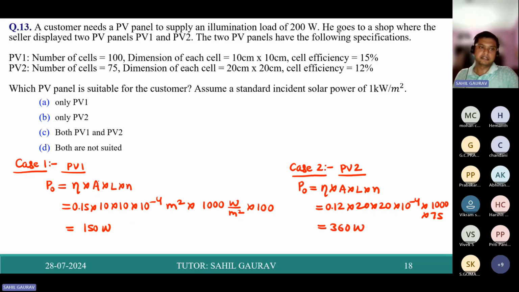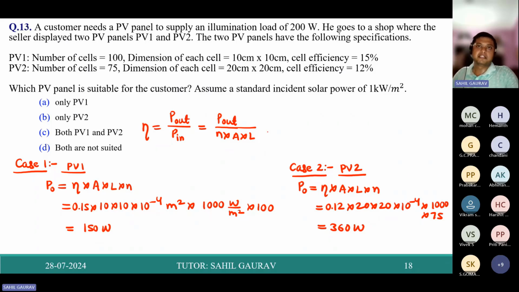So don't confuse with this expression. We have used this expression: efficiency is equal to P out upon P in. So P out upon P in, where P in you can write as number of cells into area into L. So this expression we have only used.